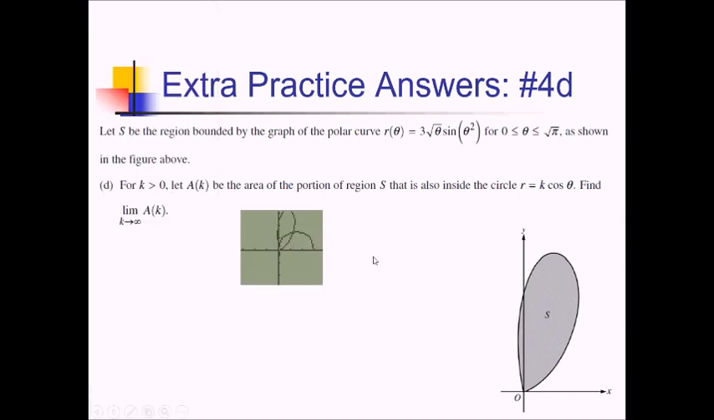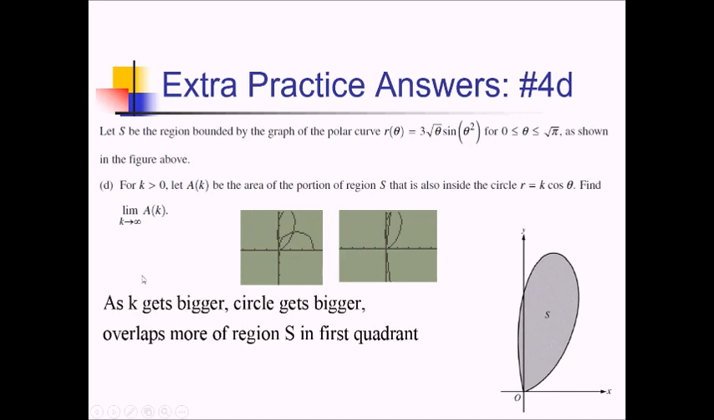So there was my series of pictures that I don't really have to draw to get credit, but I need to use them to kind of reason about this. As k gets bigger, the circle gets bigger, overlapping more of our region S in the first quadrant. That's what we saw in our grapher. So that means that the limit as k approaches infinity of this a of k is equivalent to the first quadrant area of region S.